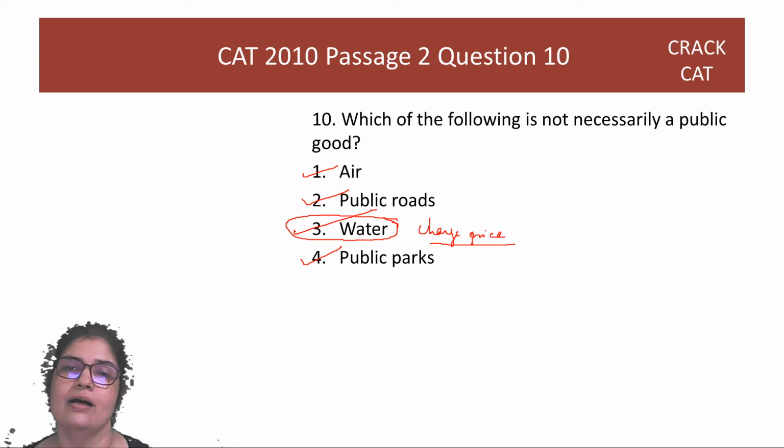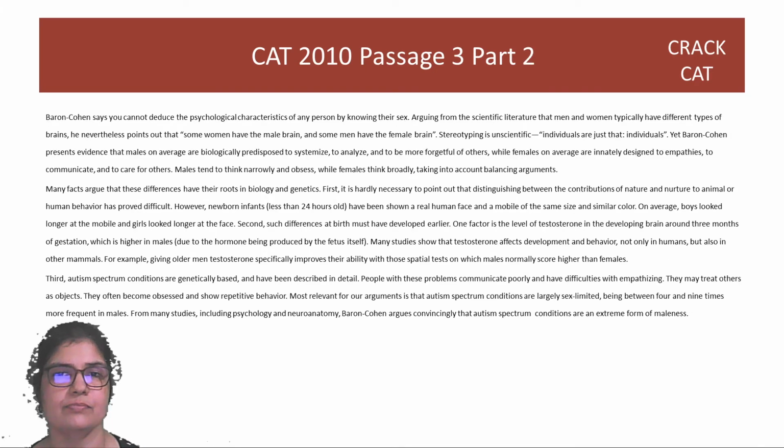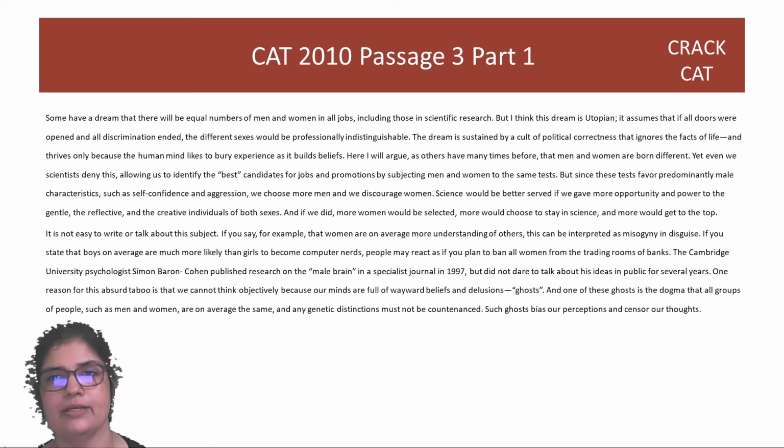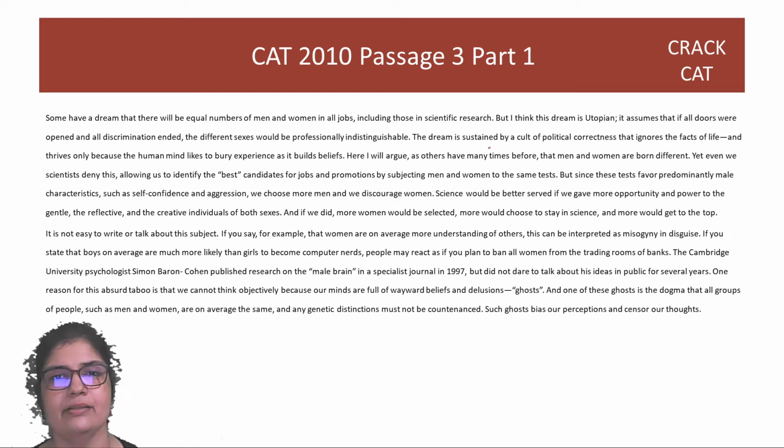Great. Let's look at the next passage. So, as I said, pause here, read it, read this as well, and now we look at the passage. We can just read it together. Some have a dream that there will be equal number of men and women in all jobs, but it is utopian. Utopian means perfect, not possible. It assumes that if all doors are opened, all discrimination ended, then they would professionally be indistinguishable. Right? So here only you can see what the author thinks.